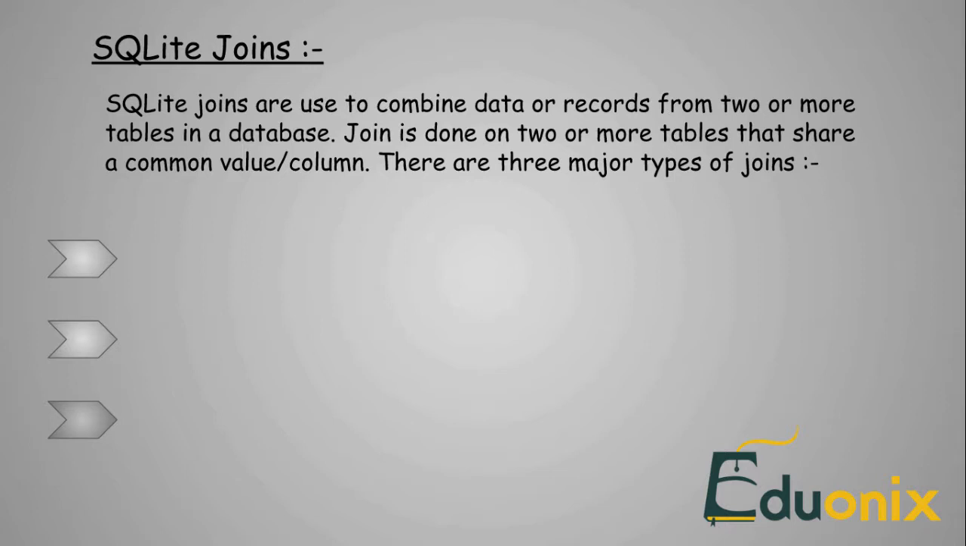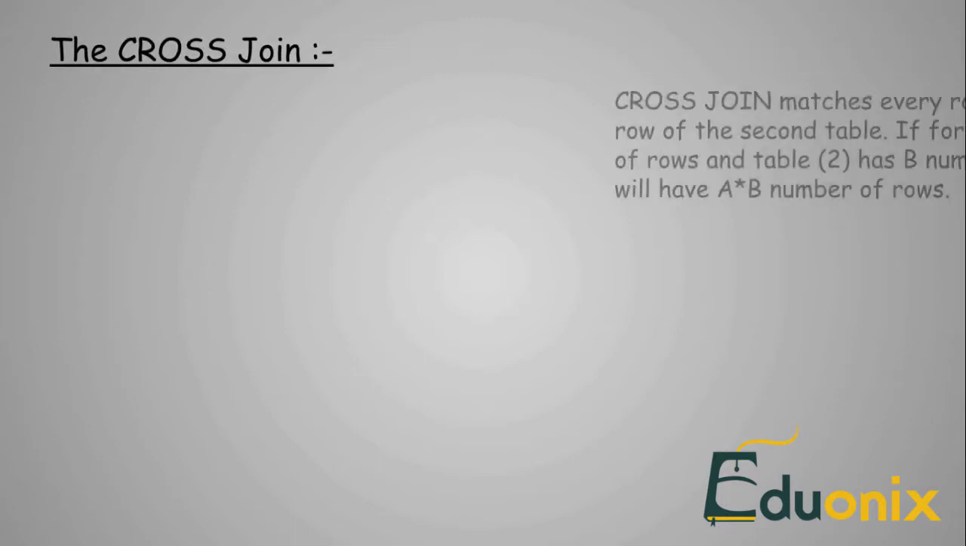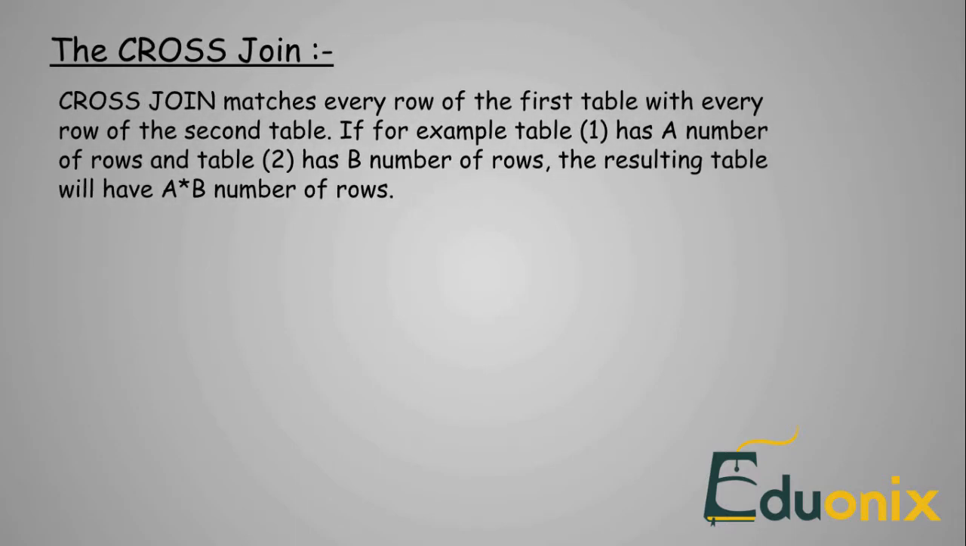So there are three main types of joins. One is the cross join, second is the inner join, and third is the outer join. Let us start with the cross join. The cross join matches every row from the first table with every row from the second table. For example, if table 1 has a rows and table 2 has b rows, the resulting table will have a times b rows.